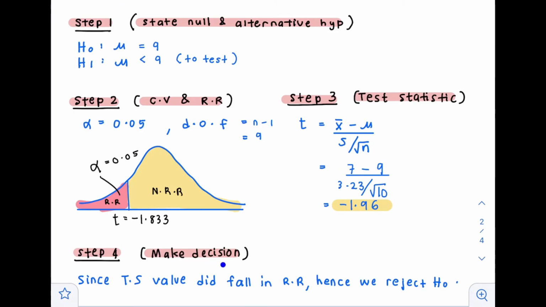Step number 4 is make a decision. How to make the decision based on the t value here, negative 1.96? Check whether this value falls in the rejection region or non-rejection region. So negative 1.96 falls somewhere here, which is in your rejection region. How to write in a full sentence? Since the test statistic value did fall in the rejection region, hence we reject H0.